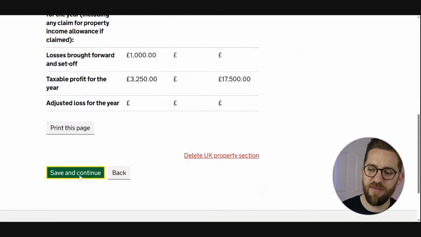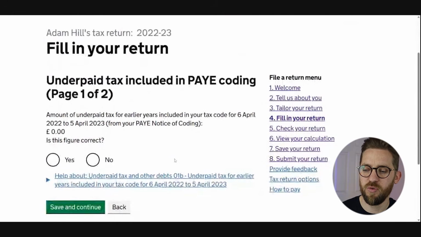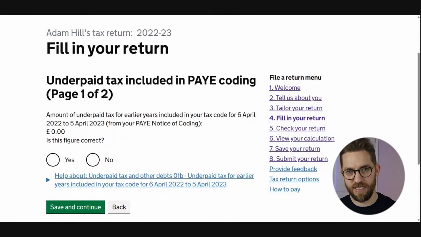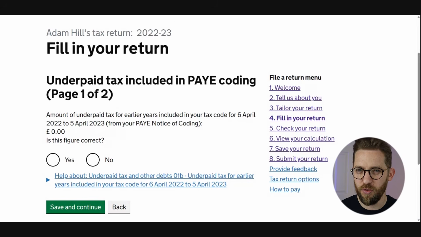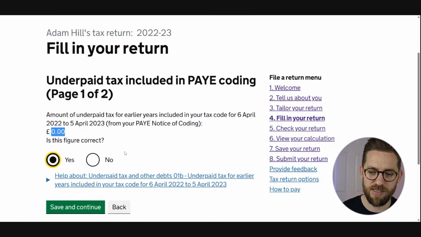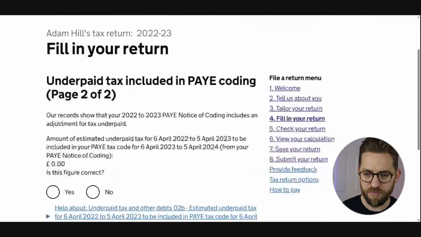Okay, save and continue. Now we're on to the tailoring or the standard questions that everybody's going to have to answer. These won't necessarily relate to the property income section, so I'm going to go through these at a bit of speed. Essentially here you're just declaring that this figure is correct. Do I have any underpaid tax from earlier years? Is this figure correct? 0. Yes, I don't have any underpaid tax.